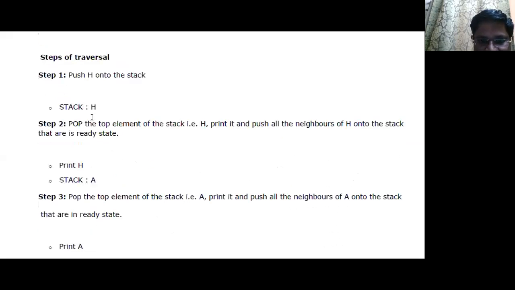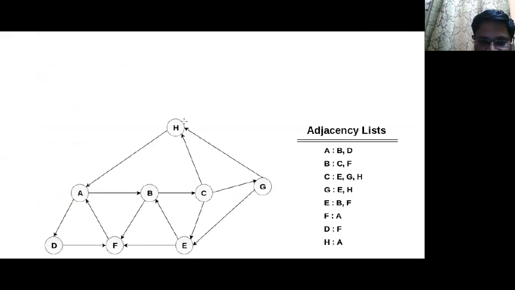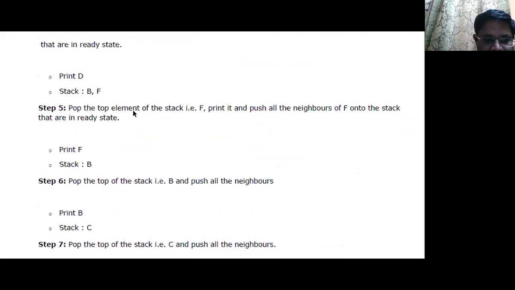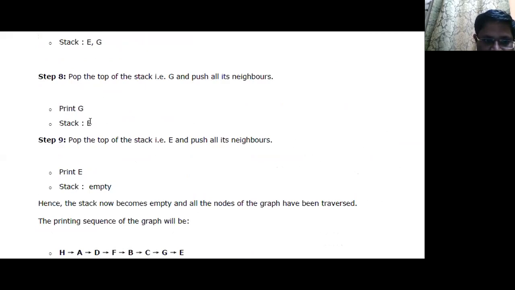How many neighbors does G have? G has only one neighbor, that is H, and we have already inserted H in the stack previously. So there is no need to add it again. So only one element remains in the stack, that is E. So the next step is to pop the top element. There is only one top element, that is E.